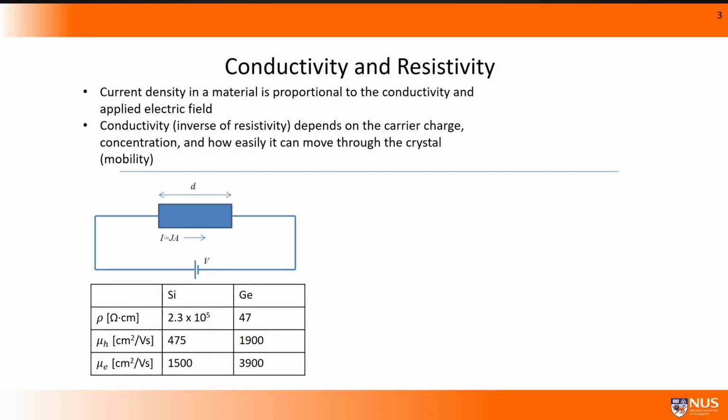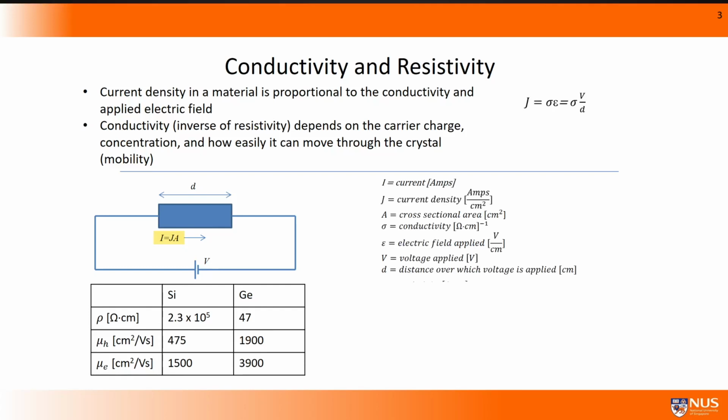A current I will flow through the material. Current is measured in amperes, and current density J is measured in amperes per unit area. How much current actually flows, of course, depends on the conductivity, sigma, of the material and the applied voltage. The material of the block has a certain conductivity, sigma. Conductivity is the inverse of resistivity, rho.